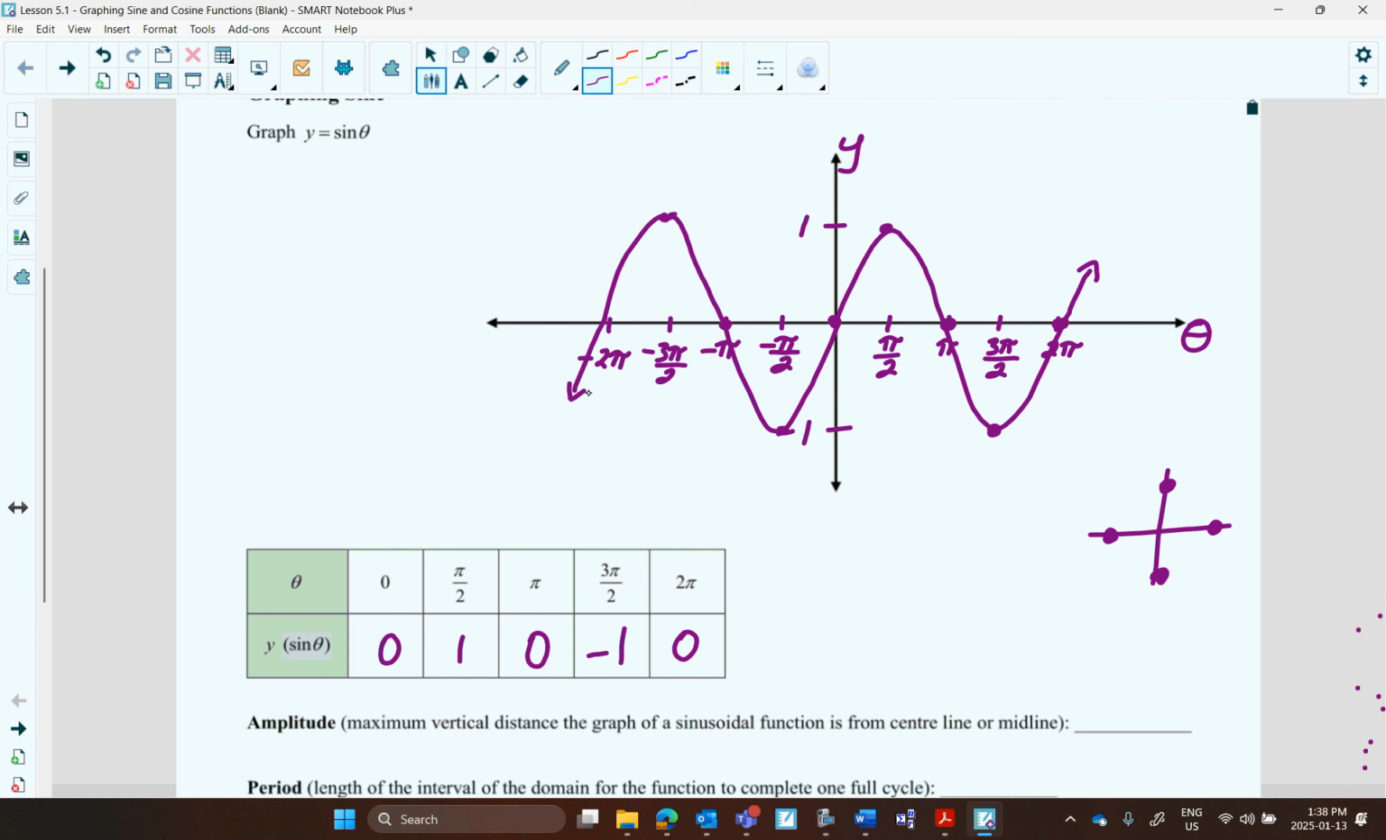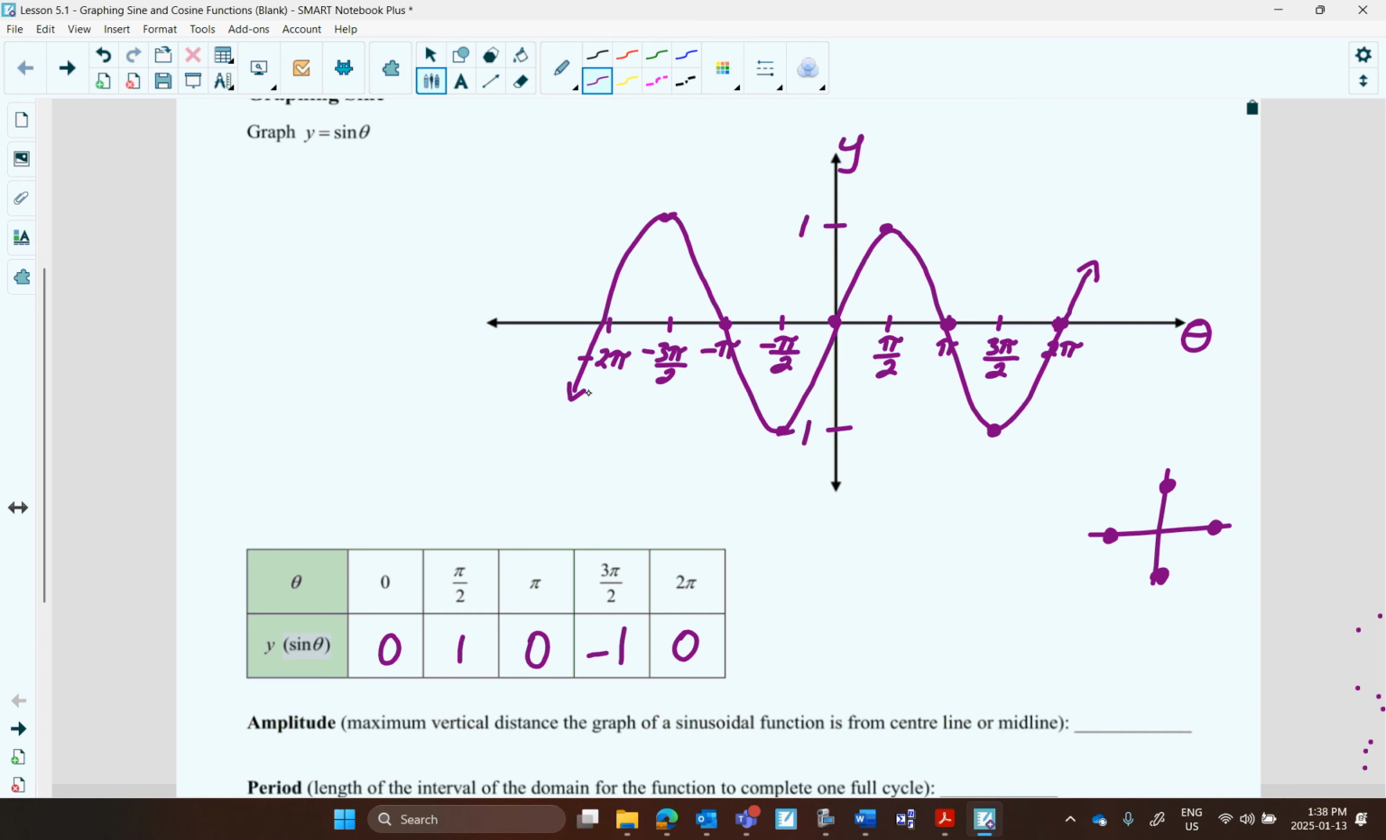And there's certain properties that we look at, certain properties that you're familiar with, like domain and range and intercepts. You guys know about those. But there are some other properties that we talk about specifically relating to sine and cosine. Okay.